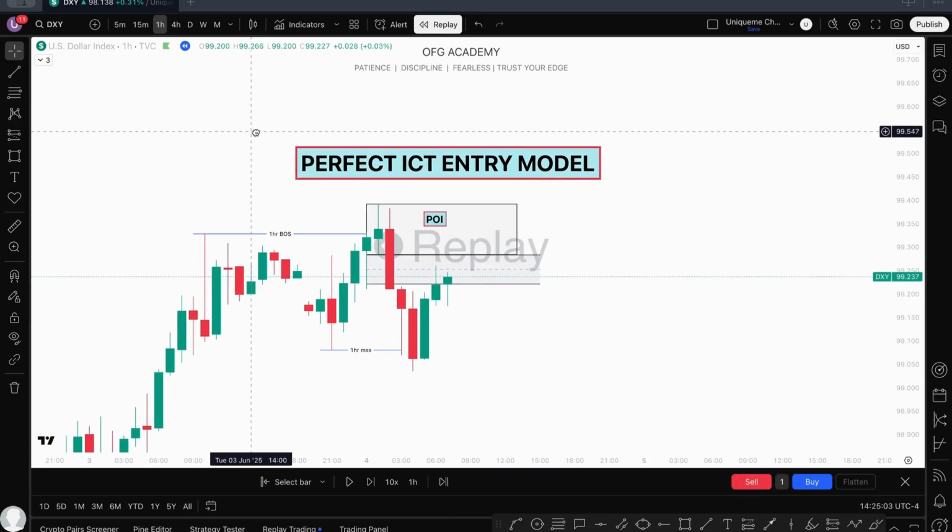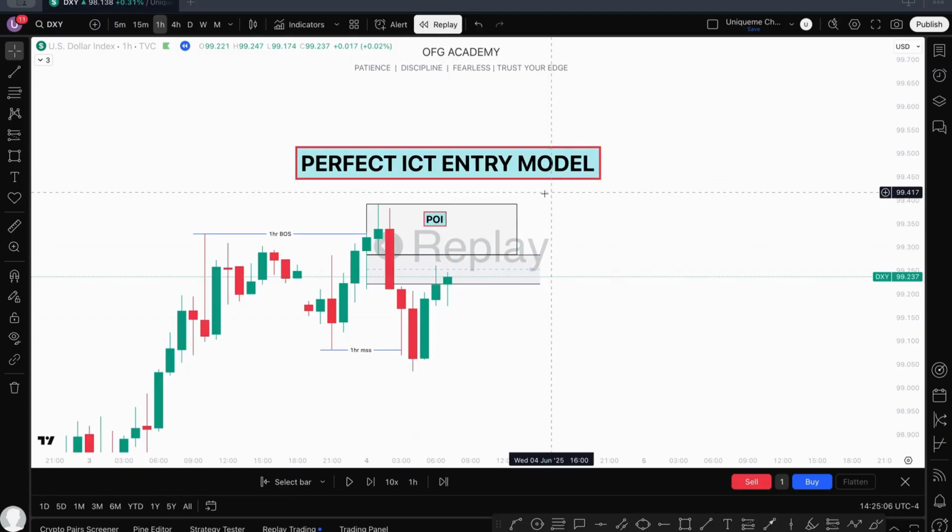Now, I have here a topic which is the perfect ICT entry model. It will be very short and very straightforward.